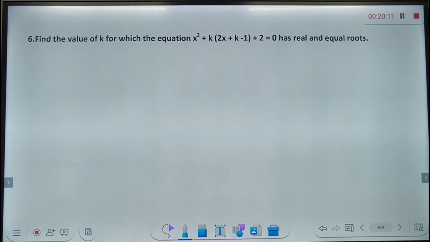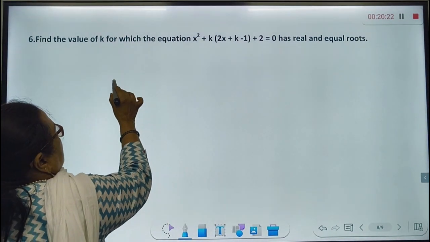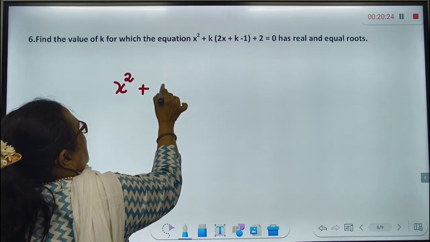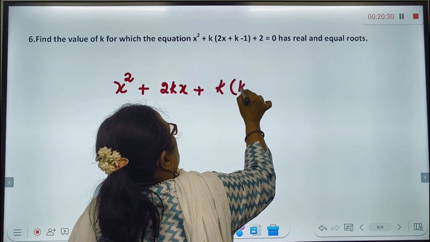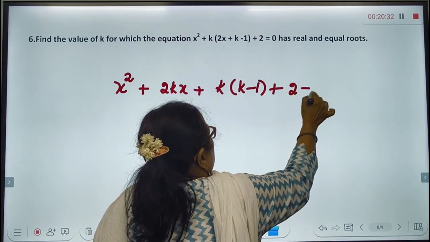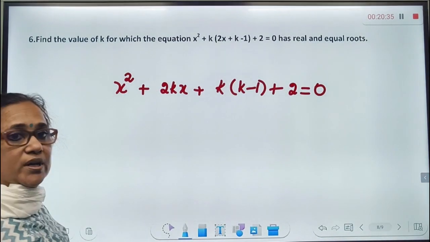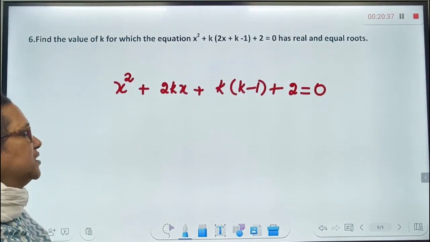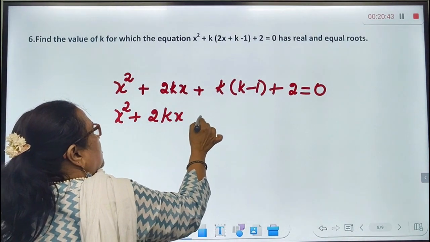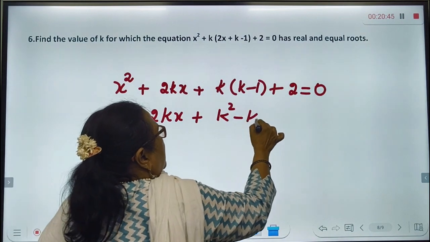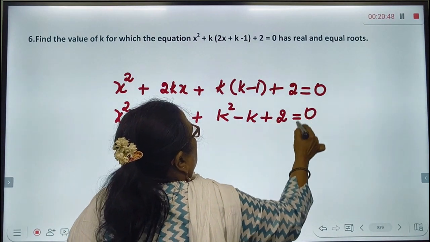Next problem. Find the value of k for which the equation x square plus k into 2x plus k minus 1 plus 2 has real and equal roots. So let me simplify this equation. This is x square plus 2k into x plus k into k minus 1 plus 2 equal to 0. I have rewritten the equation in the form of ax square plus bx plus c. So this is x square plus 2kx plus k square minus k plus 2 equal to 0.